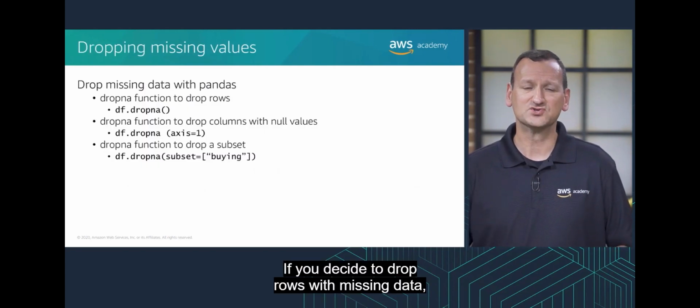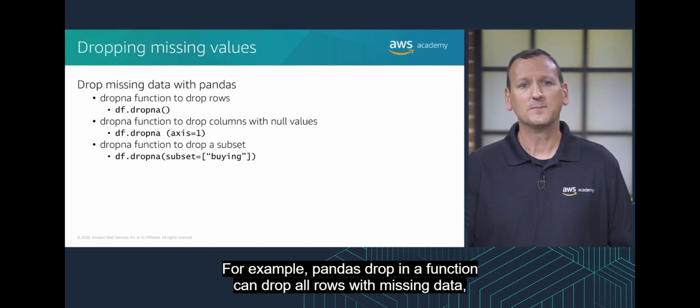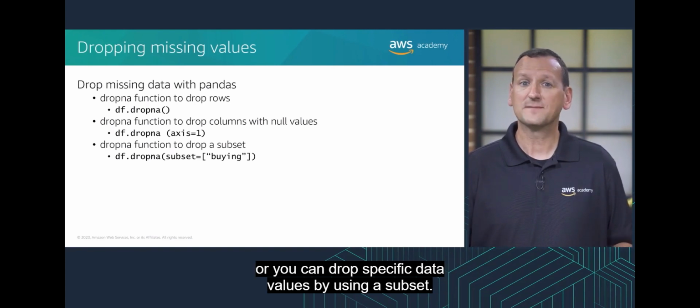If you decide to drop rows with missing data, you can use built-in functions to do this. For example, Pandas dropna function can drop all rows with missing data, or you can drop specific data values by using a subset.